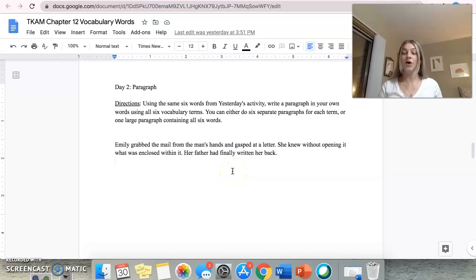Hi guys! So yesterday's activity was vocabulary words and the definitions. Today's activity is going to be the paragraph. You guys should already kind of know the gist of it since you've already done this once.